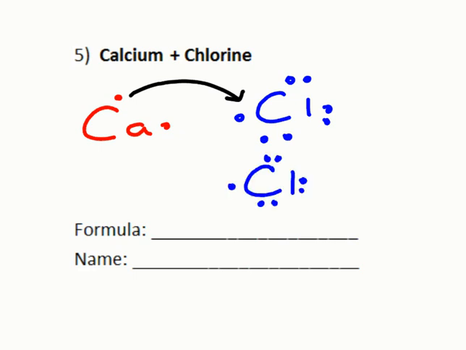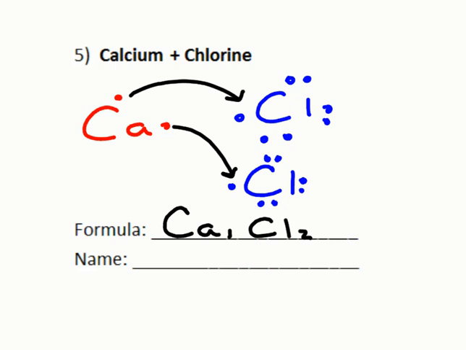The answer is we need another taker. We're going to need another chlorine. So I've drawn another chlorine here, and I can give this electron to this spot. So now calcium's given away 2 electrons, 1 to each of 2 different chlorine atoms. Calcium's happy because his outer ring is empty. Both of those chlorines are happy because their outer rings are full. We needed 1 calcium atom and we needed 2 of the chlorines in order to make this molecule.